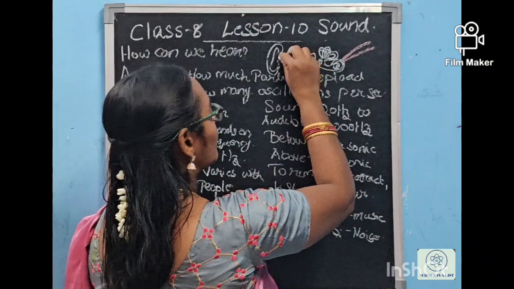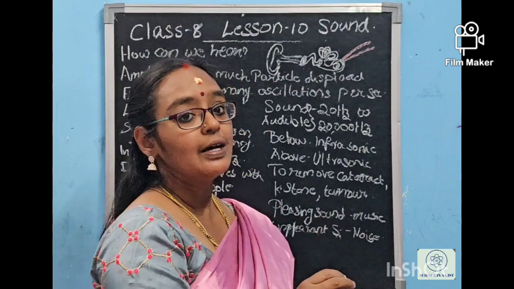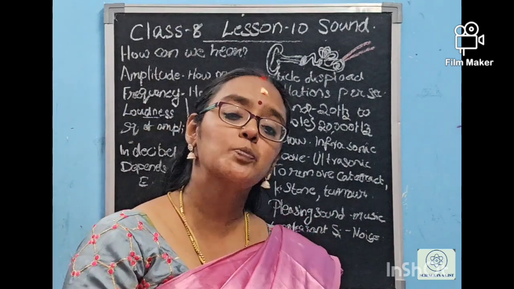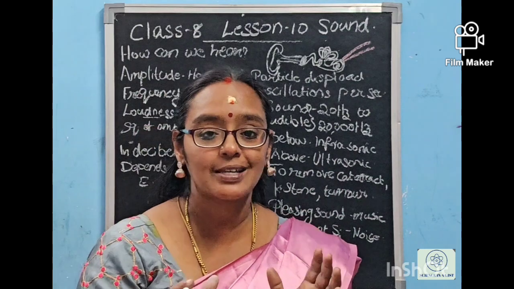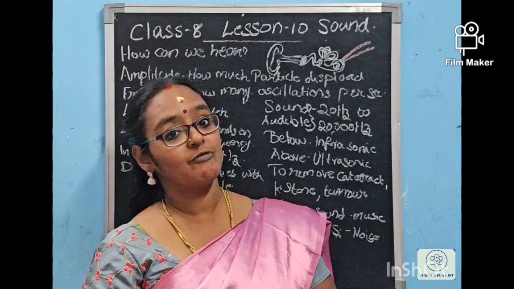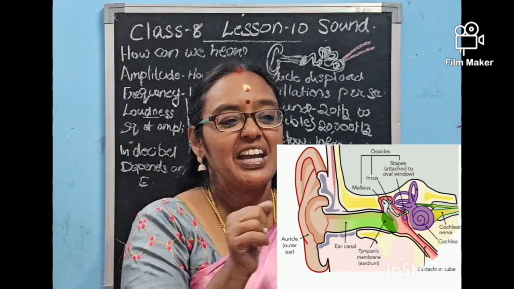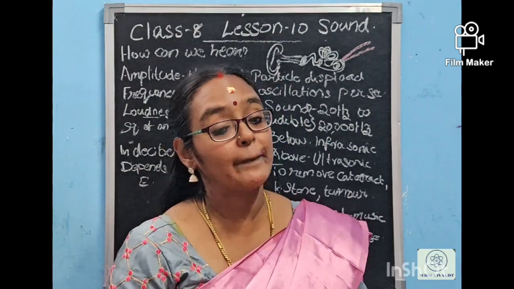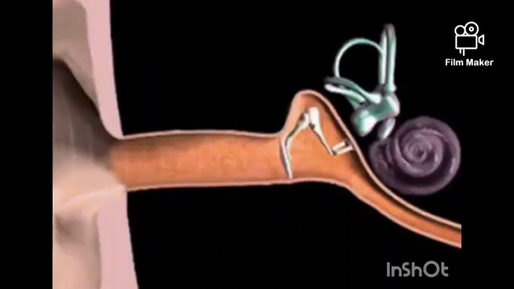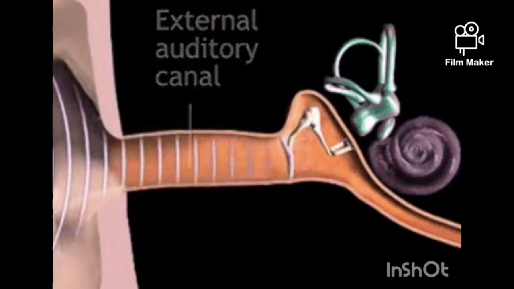When the sound waves are traveling, they reach a part called the eardrum. What is the specialty of the eardrum? From the name itself, you have an idea. It will be in the form of a drum. How will the drum be? It will be a stretched one. The eardrum is also a stretched membrane. What happens when the sound waves hit this eardrum? It starts vibrating.